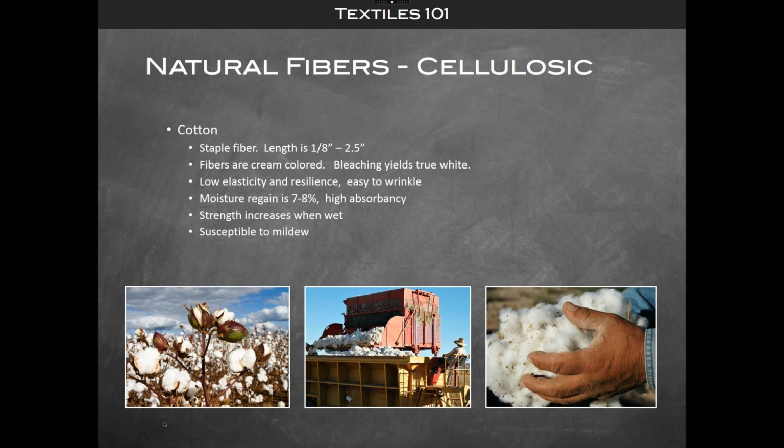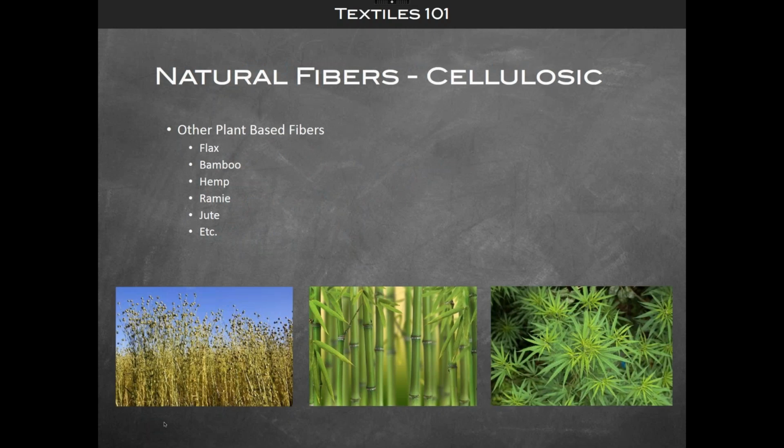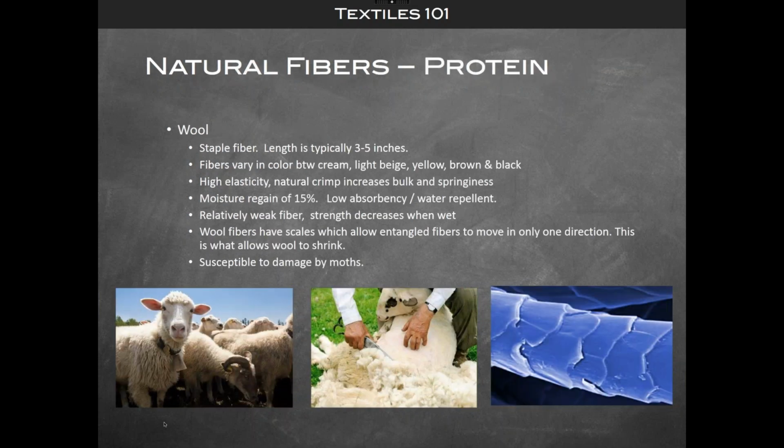Cotton is cream colored. It needs to be bleached to have a true white color. Cotton has low elasticity and resilience. It's easy to wrinkle. It has a high moisture gain of 7 to 8%, and strength of cotton increases when it's wet, and it's also susceptible to mildew. Some examples of other natural cellulosic fibers include flax, bamboo, hemp, ramie, and jute. So any plant-based fiber that's made into textile is considered cellulosic.